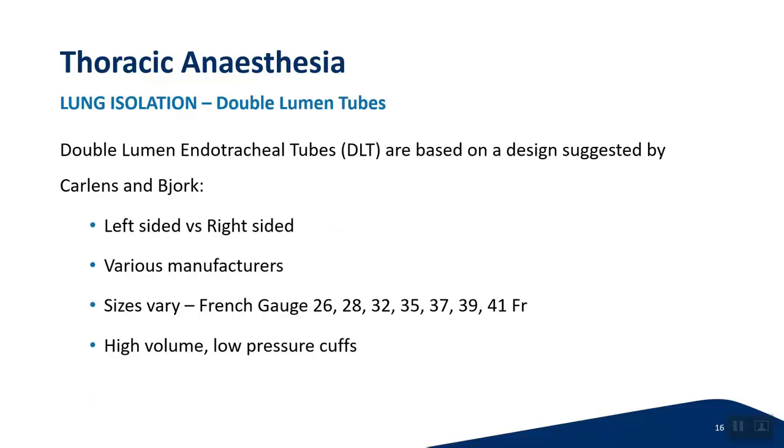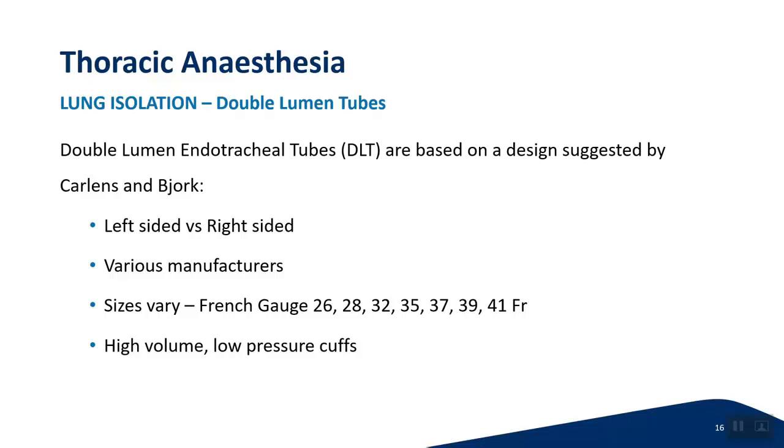lung. The tracheal lumen terminates above the carina, while the bronchial lumen is angled to fit the appropriate main bronchus. The bronchial cuff and pilot balloon line is colored blue for easy identification. Right and left DLTs differ in their design because of anatomical differences between the main stem bronchi.